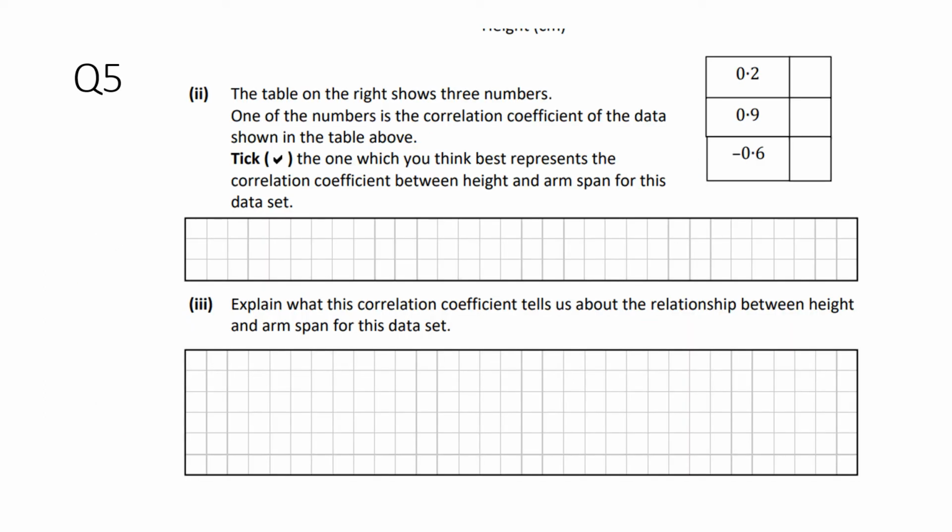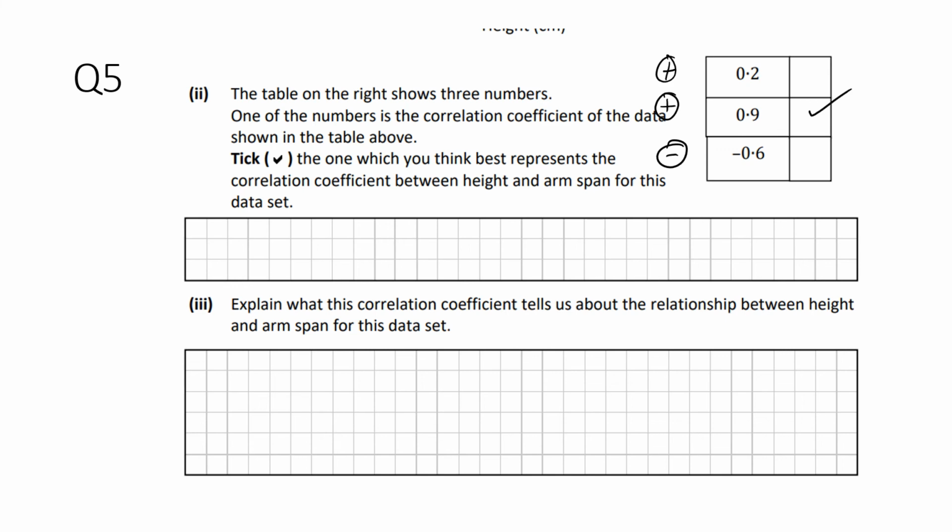Based on the graph that you've just drawn, you have to decide which correlation coefficient it goes with. This is a positive one, this is a positive one, and this is a negative one. This is quite a strong one, and this is a really weak one, if any at all. So here you would go with 0.9 because most of the dots are close together.